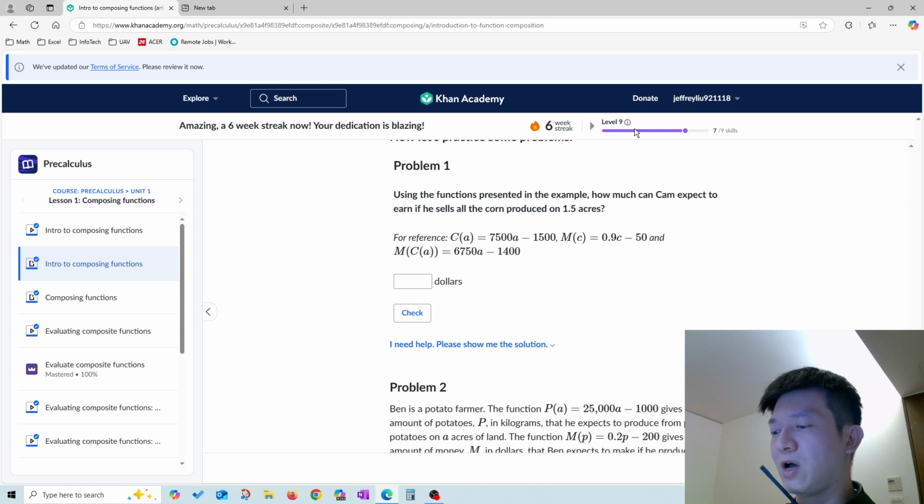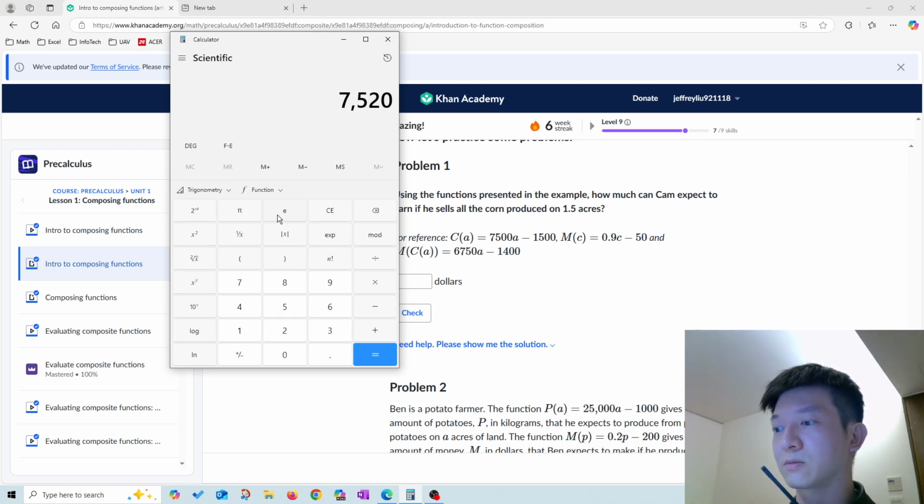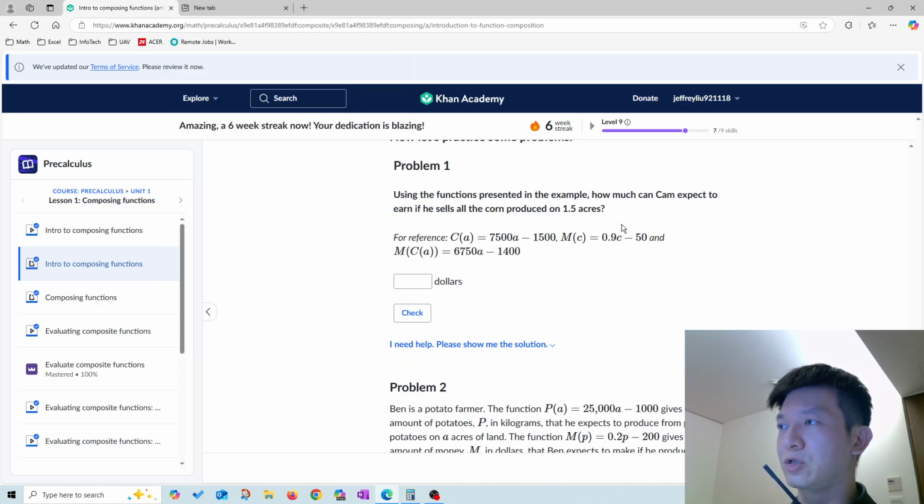So 7,500 times 1.5 acres. That will give us what? 7,500 times 1.5. That's 11,250 minus the 1,500 at the end. That gives us 9,750, right? That's our crop value, and you plug into the money value, which is here.